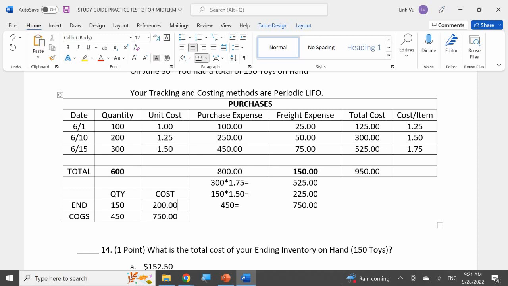Now let's take a look at this another way. If I have 150 units left, that means I still have my first batch, which is a total of $125, and I still have 50 units remaining at $1.50. If you multiply that out, you should get $75 out of that. What's 75 plus 125? 200. So that's another way that you could solve for it as well.